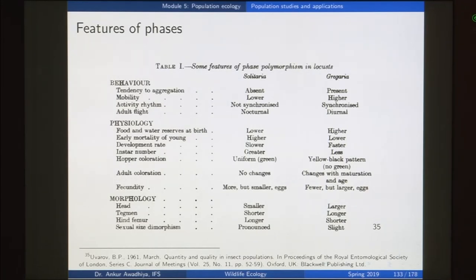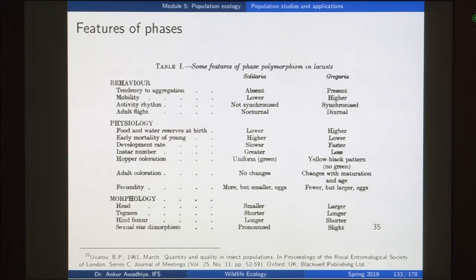Then the fecundity is more in the solitary phase, but they have smaller sized eggs. In the gregarious phase, they have a fewer number of eggs, but larger sized eggs. Because you have larger sized eggs, more food is available, because of which the mortality is less, the development is fast, you have fewer instars, and you very quickly convert the eggs into adults.